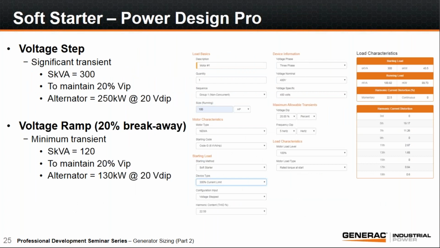Just to show you the difference between a voltage step approach and a voltage ramp, if I break away to a 300% current limit setting, for this particular example, I needed a 250 kW alternator to hold a 20% voltage dip, and that was on a 100 horsepower motor. Instead, if I do a voltage ramp, break away at a very low voltage and ramp up, now I can get away with a much smaller 130 kilowatt alternator because I'm not making that big step on the alternator.